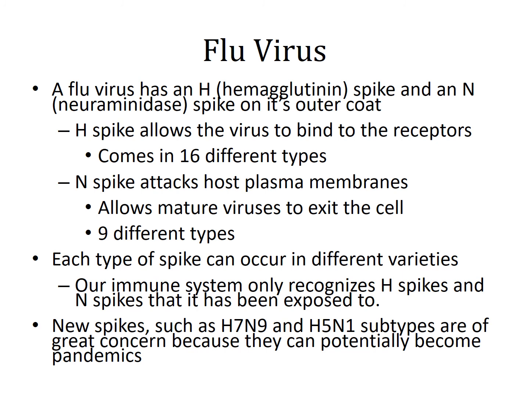The flu virus has a spike on it. They have a couple of different spikes on its outer coat. The H spike allows the virus to bind to the receptors, and then the N spike attacks the host's plasma membranes, and so that allows mature viruses to exit the cell. And each type of spike can occur in different varieties. So our immune system only recognizes H spikes and N spikes that it has been exposed to. New spikes are very concerning because they can potentially become pandemics, things that our body has never seen before.